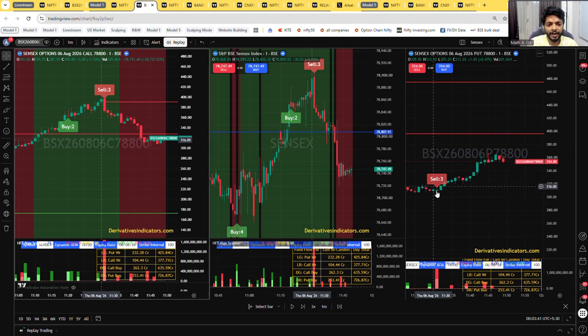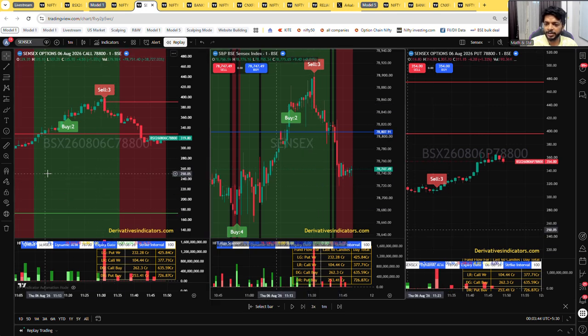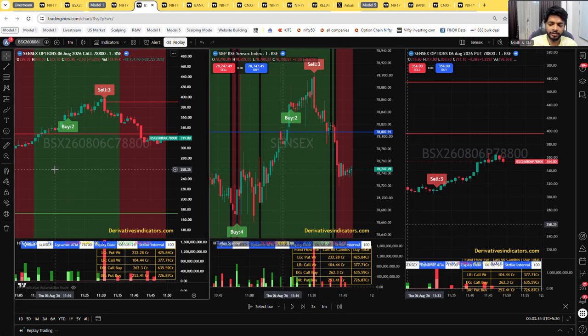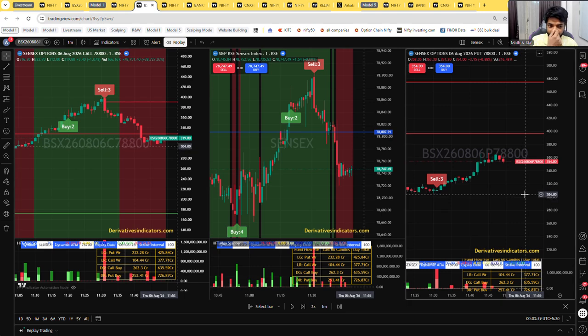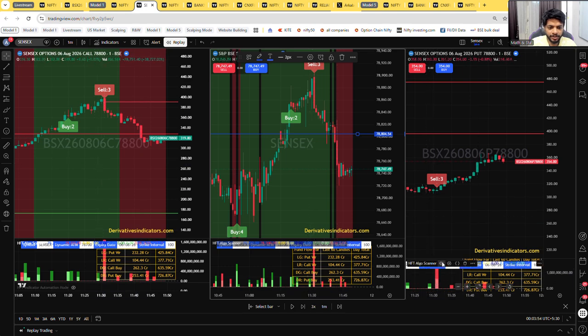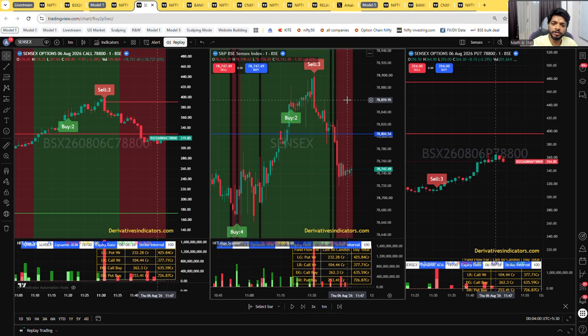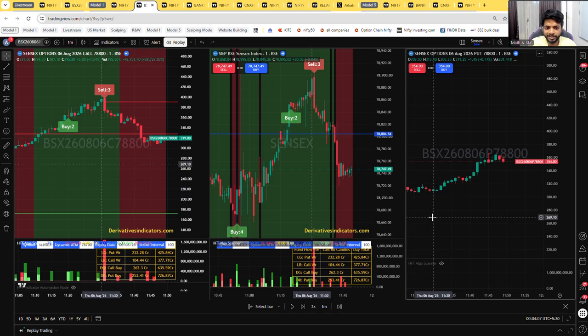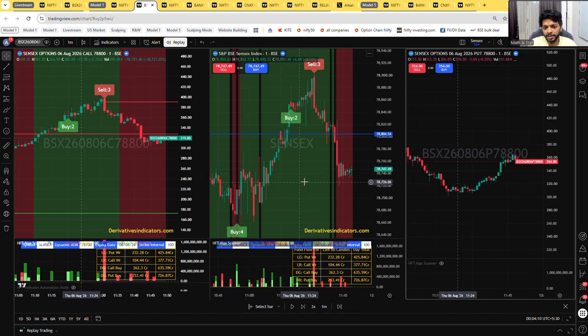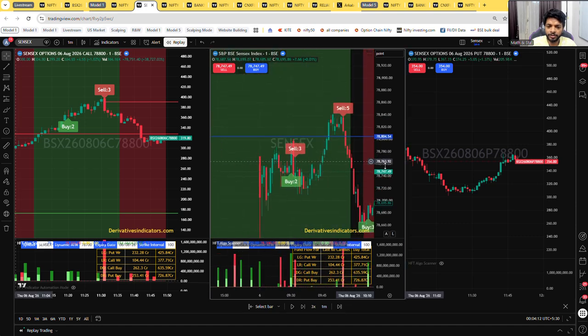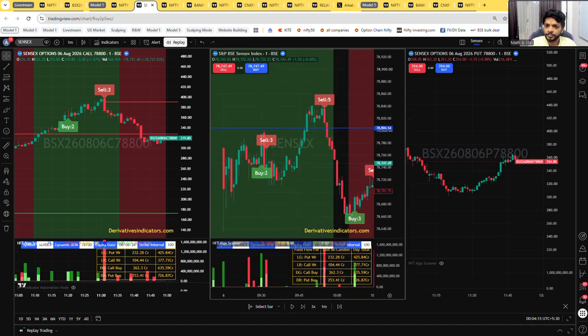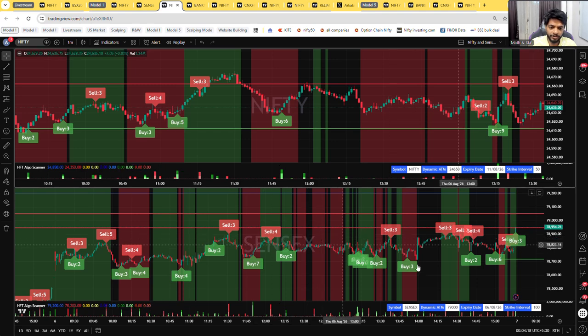So let's see. Here I have the Sensex chart in between, and on the left I have the 78,800 call, and on the right I have the 78,800 put. I'll switch off the HFT indicator on the put chart because it would create confusion, because whenever the sell signal comes, it usually means that we are writing calls or buying puts. But again, if you want, you can open the HFT indicator on any chart, even on the option chart as well. Now let's come to the main discussion, how it performed.